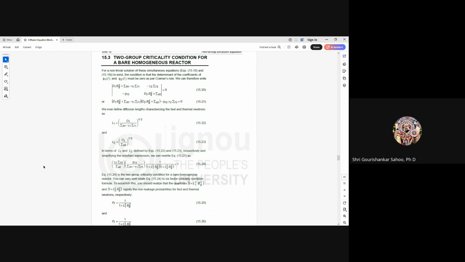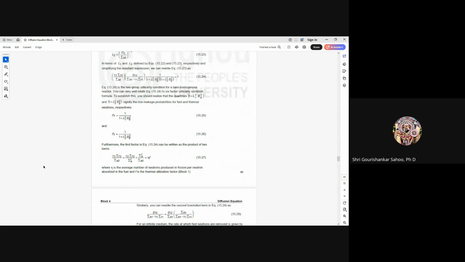This is the two group criticality condition for a bare homogeneous reactor. We can very well relate this to the six-factor criticality condition formula. We have to realize that the quantities 1 plus L1 square Bg square and 1 plus L2 square Bg square signify the non-leakage probabilities for fast and thermal neutrons respectively. Now P subscript f is equal to 1 by 1 plus L1 square Bg square, and Pt is equal to 1 by 1 plus L2 square Bg square.